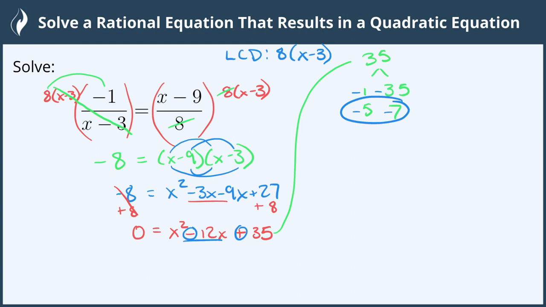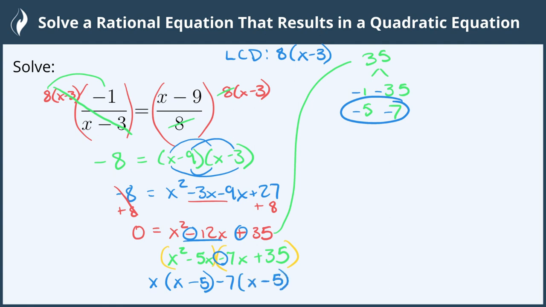So we will replace that, getting x squared minus 5x minus 7x plus 35, and then we'll factor by grouping. The greatest common factor for the first one is x, and we're left with x minus 5. The greatest common factor for the second two, because this is negative, we will factor out a -7, making this a positive x minus 5.